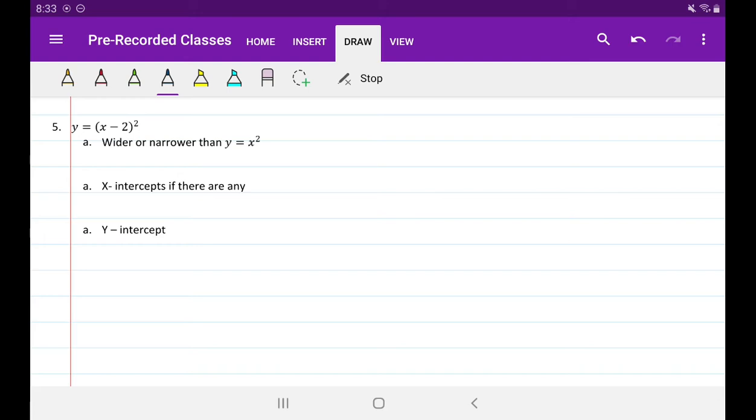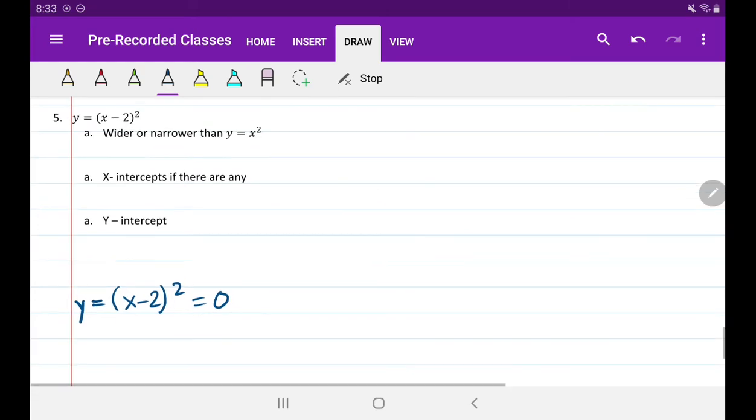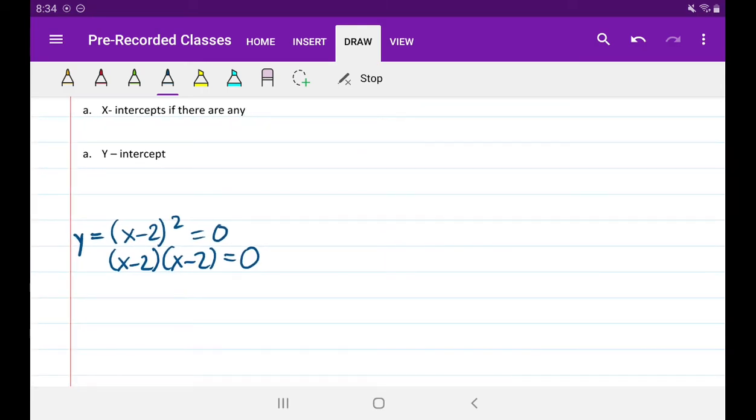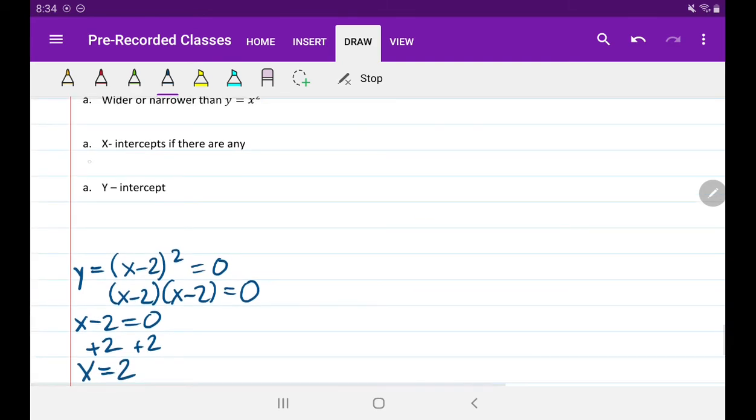So we'll go ahead and take that equation and set it equal to 0. So I have y equals x minus 2, the whole thing squared is 0. Well, if we expand that, what that looks like is x minus 2 times x minus 2 is 0. So if you look at that, that's factored form. And so when we're solving factored form, we just take each factor, separate them, set them equal to 0, and solve. Well, in this case, both of them are the same, so we only have to do one of them. So I'm just going to say x minus 2 is 0, and then I can go ahead and solve that. And I get my x-intercept is 2.